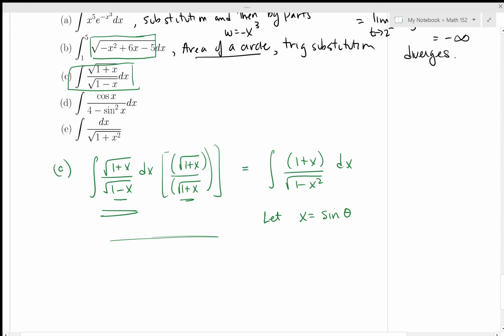Okay, D is this one. D here, you see the derivative of the sine function sitting in the numerator as the cosine, so this is clearly going to be a substitution. And this one here, that is going to be a trig substitution.